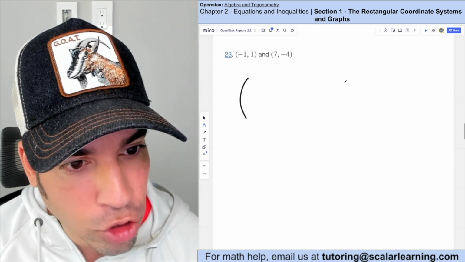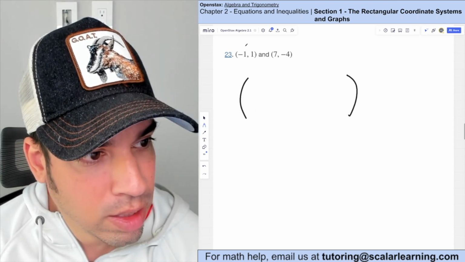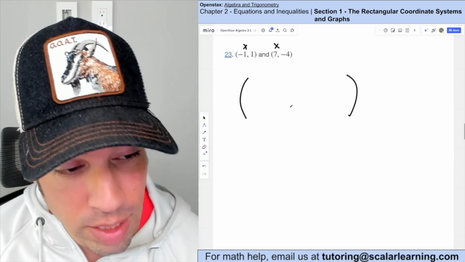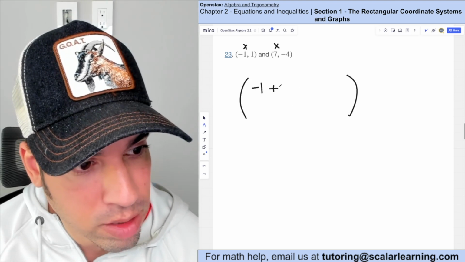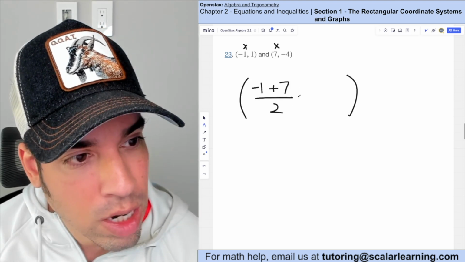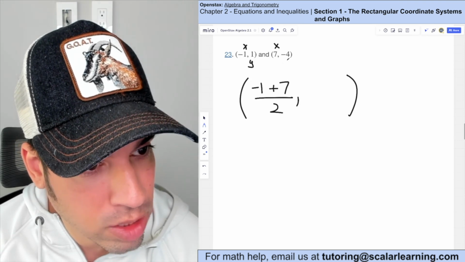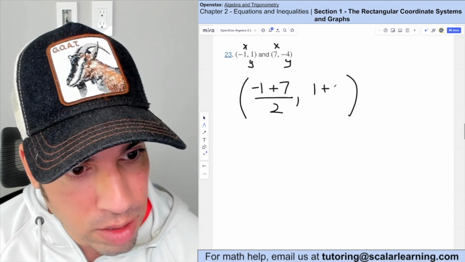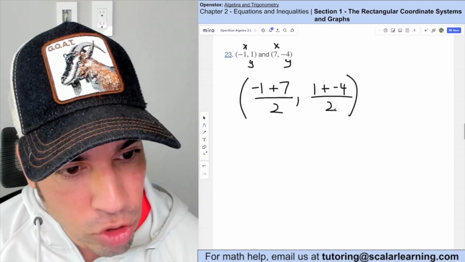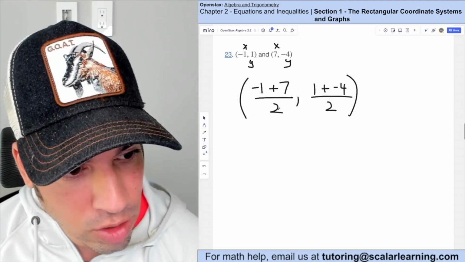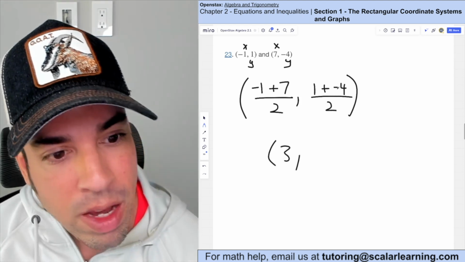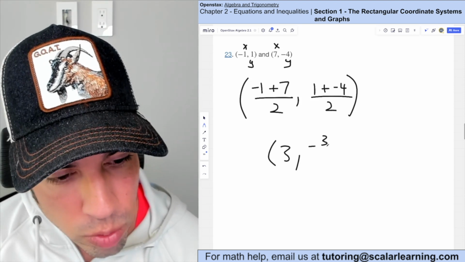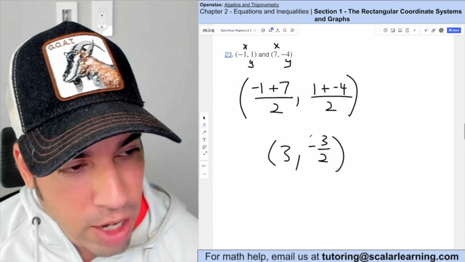In this question, we're asked to find the midpoint of these two. So the actual formula goes like this. We take the average of the x values in the x spot. So it's -1 plus 7 divided by 2, comma, the average of these y values. So 1 plus -4 divided by 2. And what we end up getting is 6 over 2, which is 3. And we get -3 over 2, which we'll leave as an improper fraction. That's how we do it.